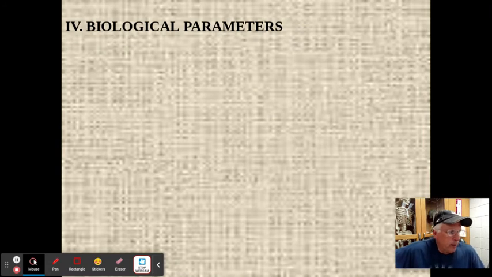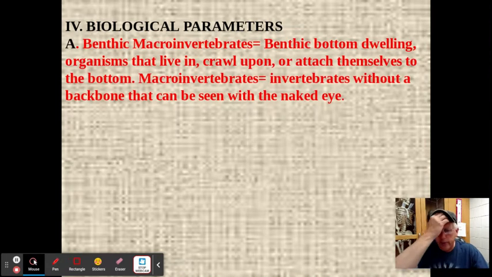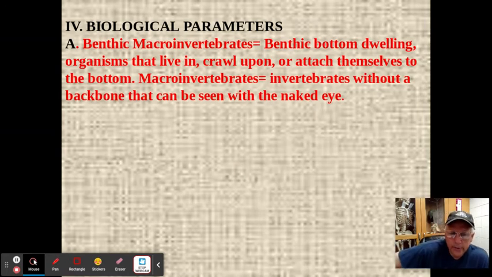Now, before you would do chemical tests, however, you could go out and do what we call a biological parameter, which means you actually go out there. If we have time, we'll go outside to the pond and do a little exercise on this. I've done this with middle school classes before. We look at something called benthic macroinvertebrates. What is a benthic macroinvertebrate? Benthic means they live on the bottom. They crawl upon or attach themselves to the bottom. And they're macroinvertebrates, which means I can see them without using a microscope.